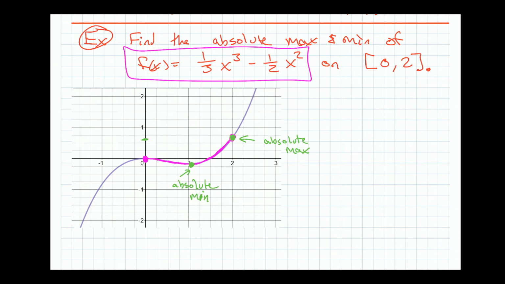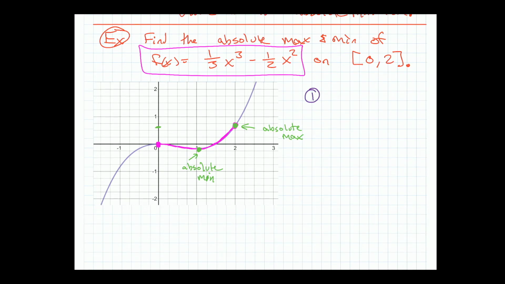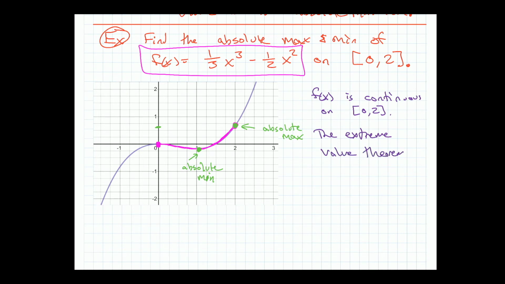Now, I put them on the graph so we could see them, but you don't need the graph to solve the problem. I was just putting that there to help this make sense. Now let's go ahead and do this from the steps. First of all, f of x is continuous on 0 to 2 because it's a polynomial, and polynomials are continuous everywhere. So the extreme value theorem says we can solve this for sure.